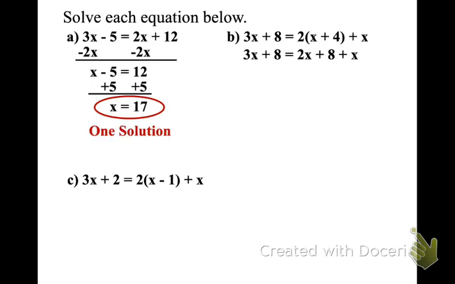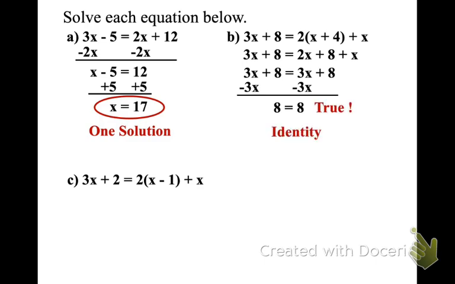On B, let's distribute. I'm going to combine my like terms. 2x and x is 3x. And notice, both sides are equivalent. So when that happens and you try and get rid of an x, subtract 3x on both sides, what happens, you're left with 8 equals 8. When you have a situation where you eliminate the variable and both sides are equivalent, we say that x is any real number. It's an infinite amount of solutions. Any number within the real number system, okay?